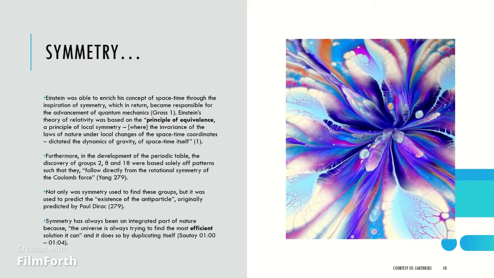Not only was symmetry used to find these groups, but it was used to predict the existence of the antiparticle originally predicted by Paul Dirac. Symmetry has always been an integrated part of nature because the universe is always trying to find the most efficient solution it can, and does so by duplicating itself.